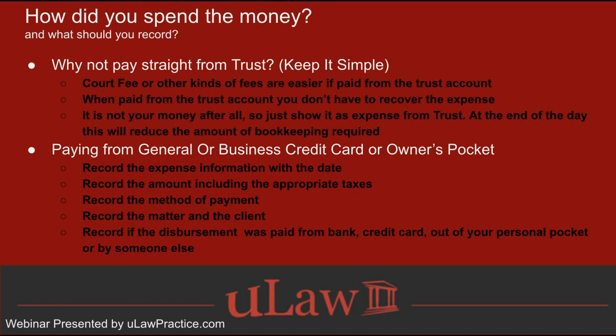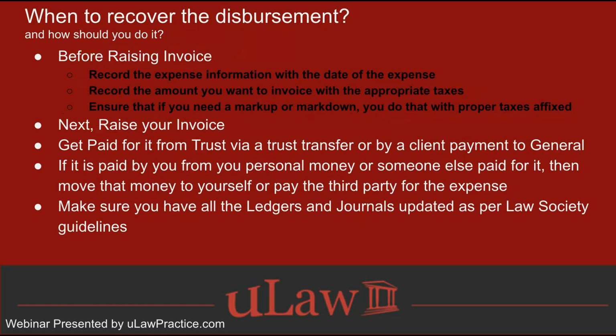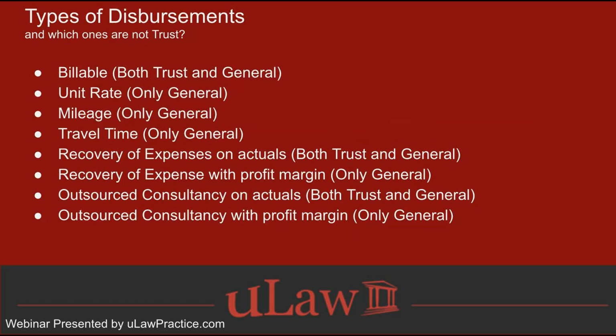But there's a catch here. Okay, even though paying out of trust is simpler when compared to paying out of general, the Law Society again imposes a restriction over here, saying there are only some types of disbursements that can be made from trust, right? So this restriction is where people sometimes get confused and say, okay, you know what, I'm not taking a chance, guys, to pay out of trust.